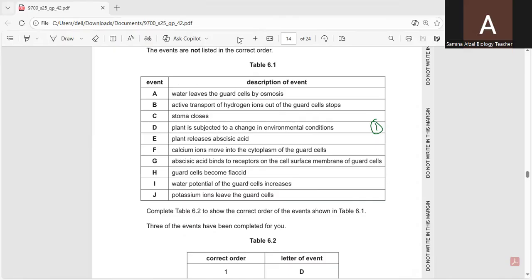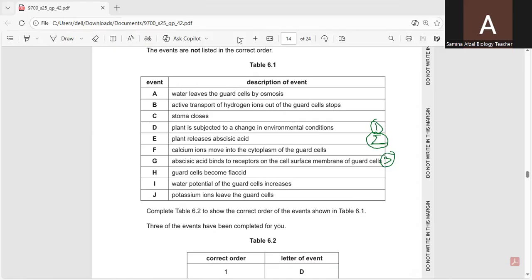So second, what will happen as a result of this? The plant releases abscisic acid. So E is at number 2. And then after this, what will happen? The abscisic acid binds to receptors on the cell surface membrane of the guard cell, because when it is released, it will bind to the specific receptor, initiating the signal cascade for closure of these cells.